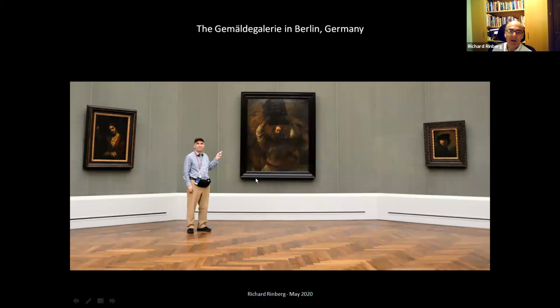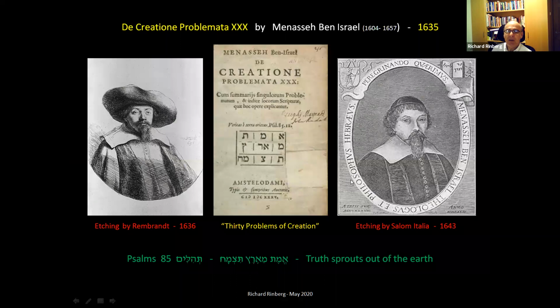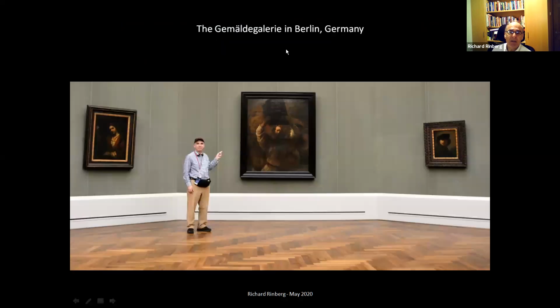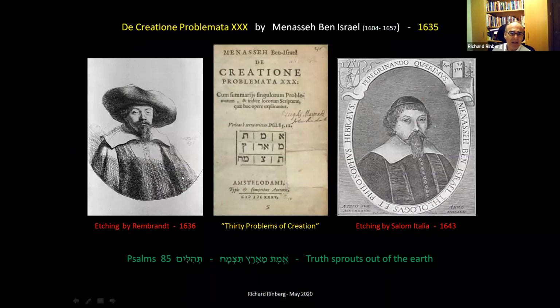And to finish off, I'm back in Berlin in this wonderful gallery with all these amazing Rembrandts, the real thing. But I want to go to a neighbor of Rembrandt who lived in the same road as him in Amsterdam, Menashe ben Israel, because there's a question, where did Rembrandt get the lettering idea from? And it was clear that he interacted with this man.